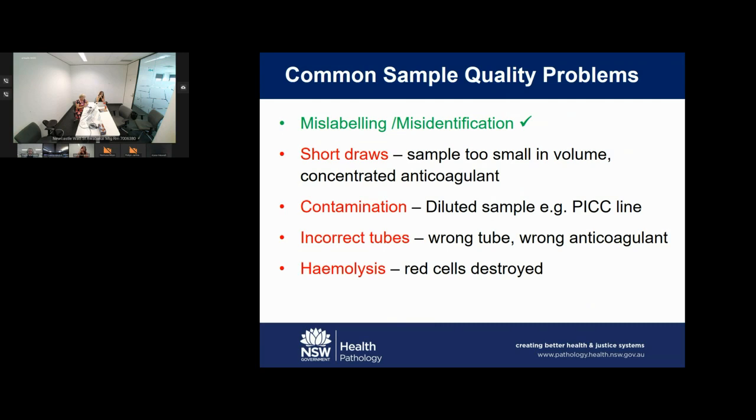Contamination of samples, also a diluted sample, for example from a patient with a PICC line in, you can't collect from that side. Incorrect tubes, wrong tube, again, could be the wrong anticoagulant, and the anticoagulants are indicated so that the analysis of that assay is correct and appropriate for that assay. And then the last one is hemolysis, where the red cells are destroyed and hemoglobin is actually spilled into the plasma or serum or fluid that sits in that sample.